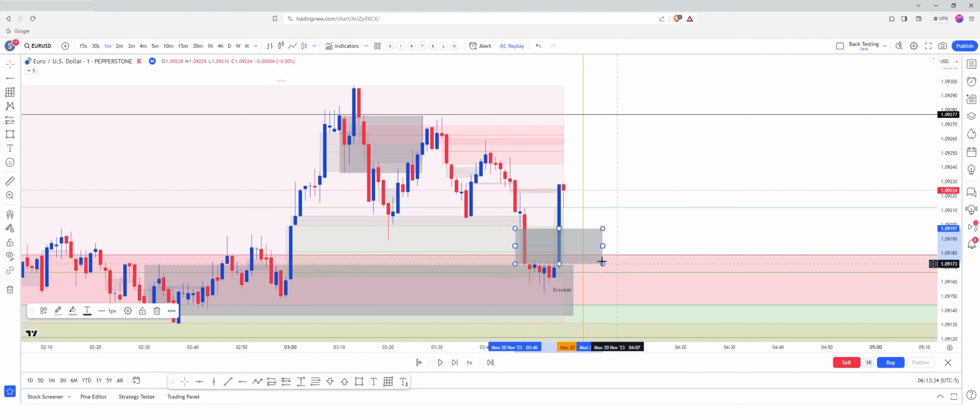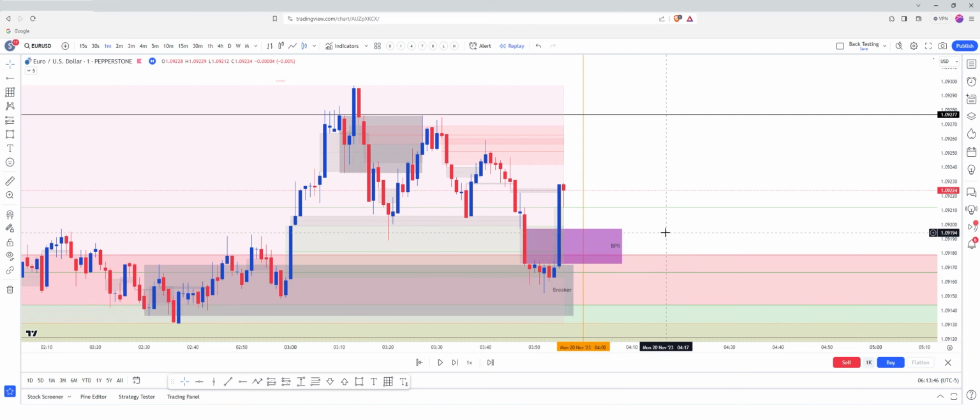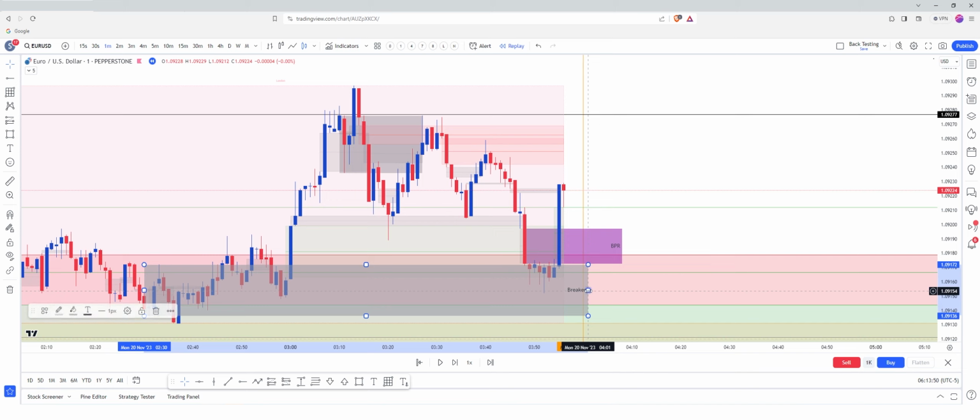Where these two overlap, these two inefficiencies overlap, this is a balanced price range, which is one of my favourite PD arrays. We generally find a very strong reaction when price comes back and retests that area. So this isn't the unicorn model that we normally go with. However, balanced price ranges are a significant PD array that I do like.